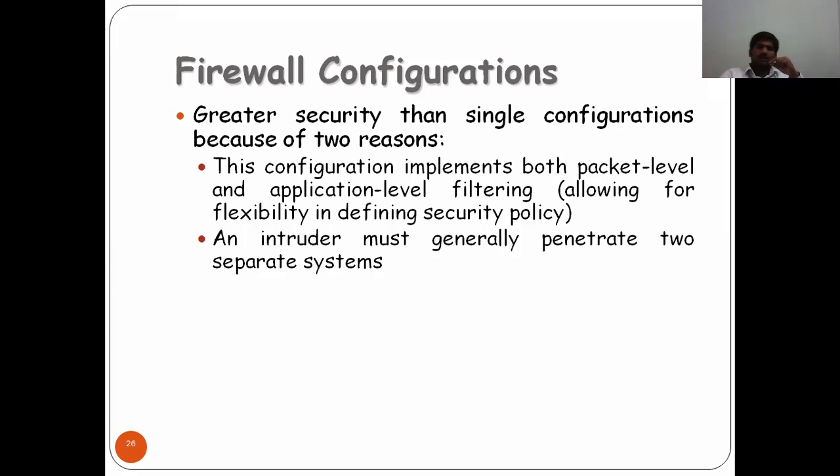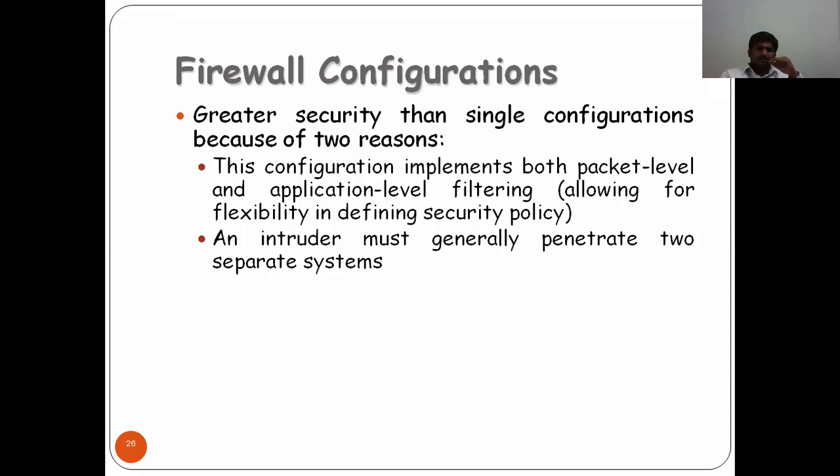That is for many single network systems we have. This gives greater security than a single configuration because of two reasons. First, this configuration implements both packet level and application level filtering, allowing for flexibility in defining the security policy. So we have four types: packet level, application level, and circuit level also we have. With this configuration we can do both packet level and application level.